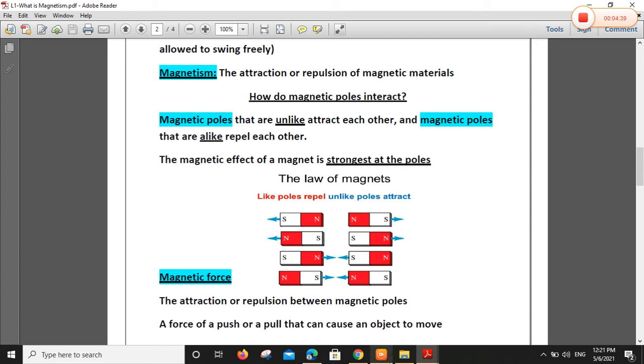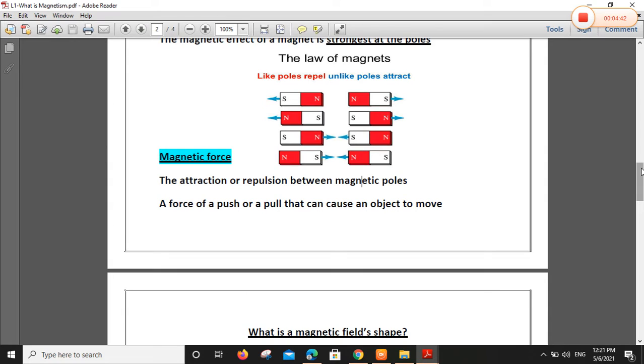What about magnetic force? Magnetic force is the attraction or repulsion between magnetic poles. Two poles together, whether like or unlike, the attraction or repulsion happens. This is called the magnetic force. Magnetic force means the force of the magnet that attracts another magnet or that repels another magnet.